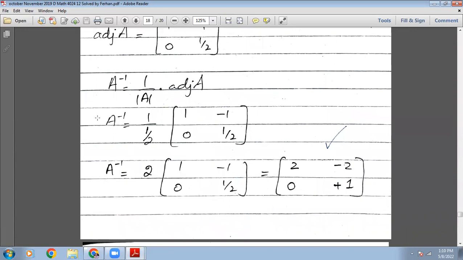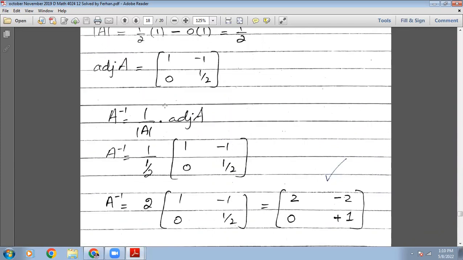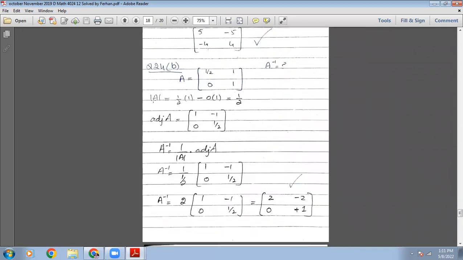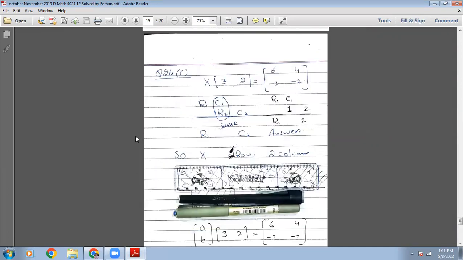And the formula for the A inverse is 1/A determinant into adjoint of A. And that will become 1/(1/2) because this is 1/2. So into this, when this fraction comes upstairs, it will flip. So it will become 2 into this, and it will become 2, -2, 0, and 1. So this is the inverse of this. And let me reduce the size so you can see the whole. So I think this question is visible on your screen and it's good to go.